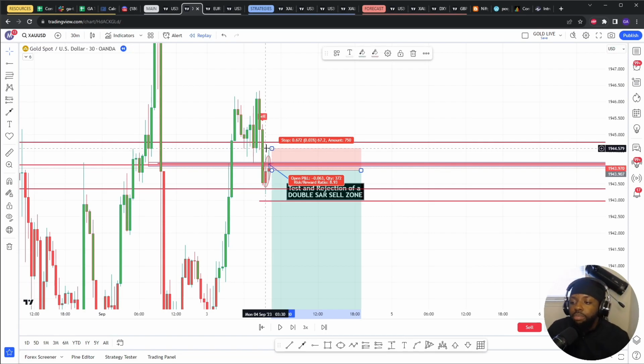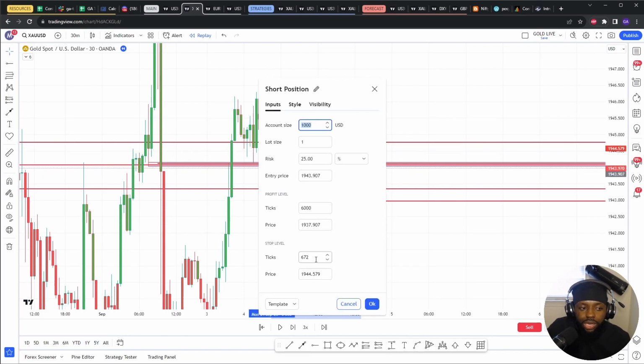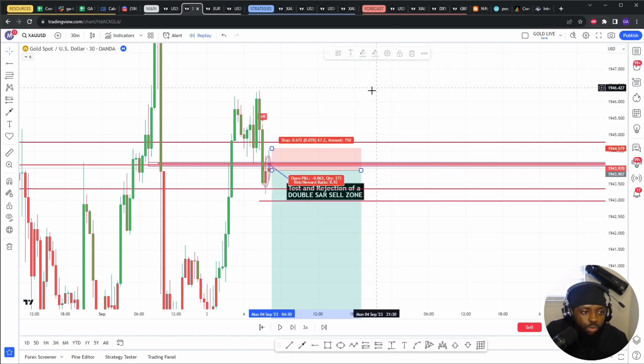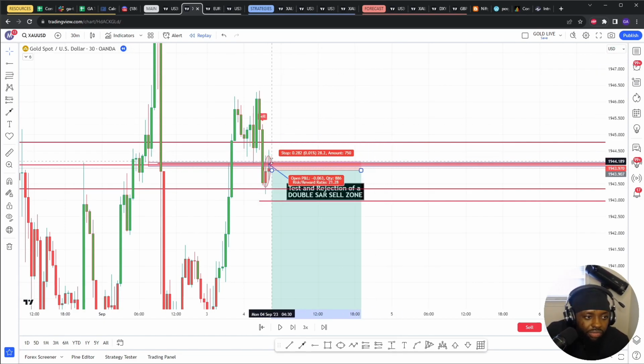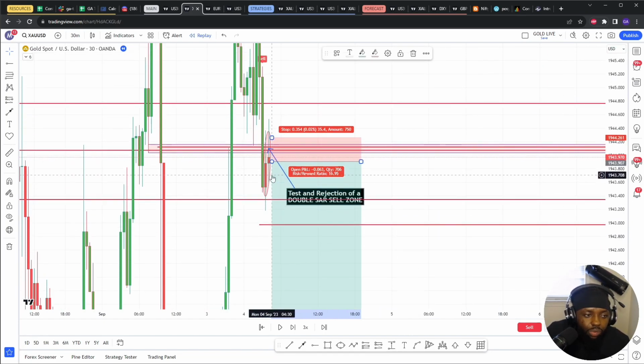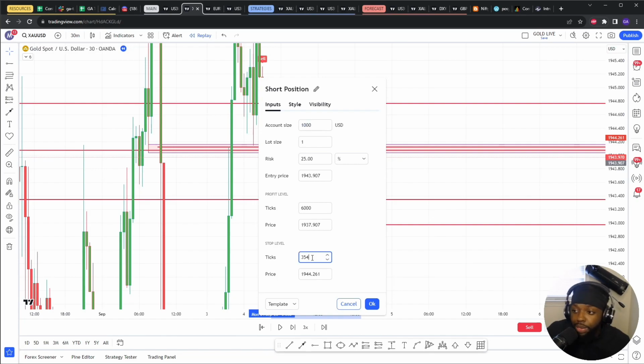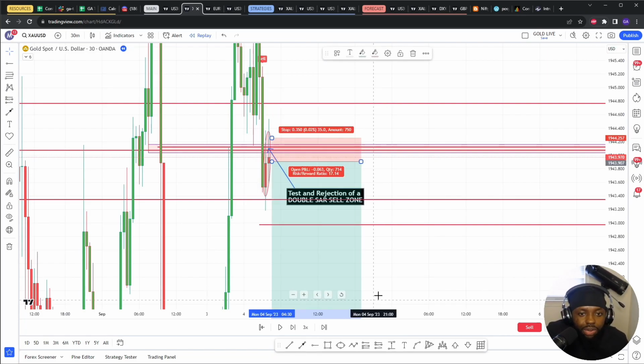You can see the best thing I love about SARs is they can give you a very, very tight stop loss, which can improve your risk to reward. Here you could have had literally a 6 pip stop. Even if you chose to be above those SARs, I wouldn't recommend a 3 pip stop. This is 3.5 pips. So let's assume somebody chose to do a 3.5 pip stop.